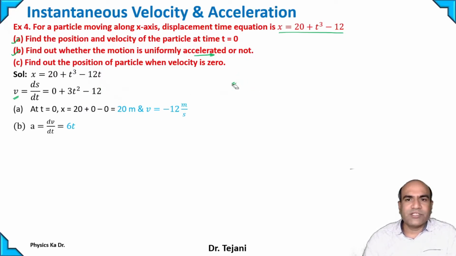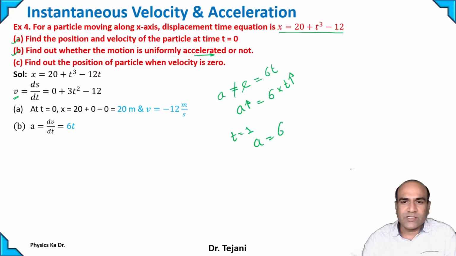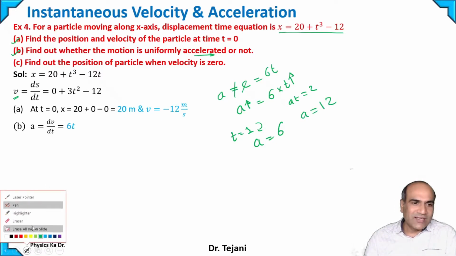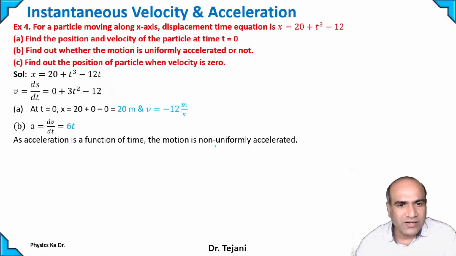That means acceleration is not constant but is equal to 6t. Acceleration is increasing with 6 times t. Suppose if t is equal to 1, acceleration is equal to 6. At t is equal to 2, acceleration is equal to 12. So it is increasing. It is not uniform. Right, so it is non-uniform acceleration.